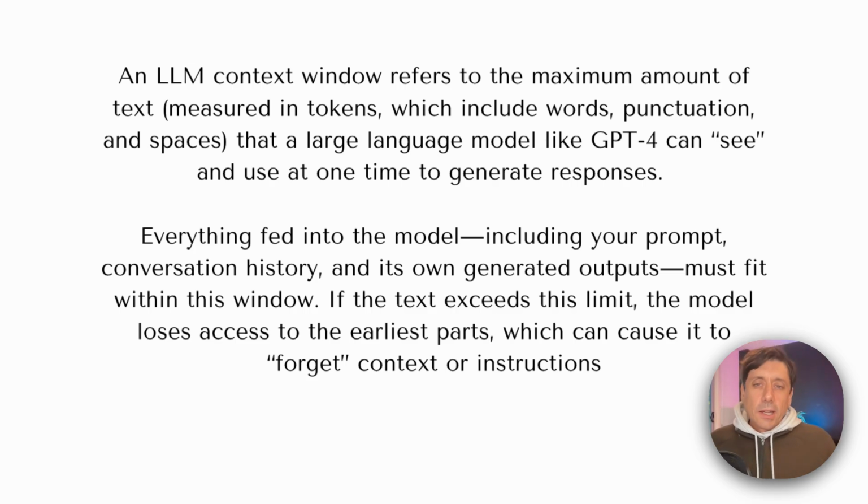a context window refers to the maximum amount of text, measured in tokens, which includes words, punctuation, and spaces, that a large language model like GPT-4 can actually see and use in its responses. So it's the input that you're giving it, and it's also other inputs it gets from tools, and then it has to process all that and output it. So everything that you feed into the model, including the prompt, conversation, memory, and all of this can overload a prompt window, and then we can get degradation in the quality of our outcomes. So if you're doing content creation at scale, you really need to understand how to master context window management.